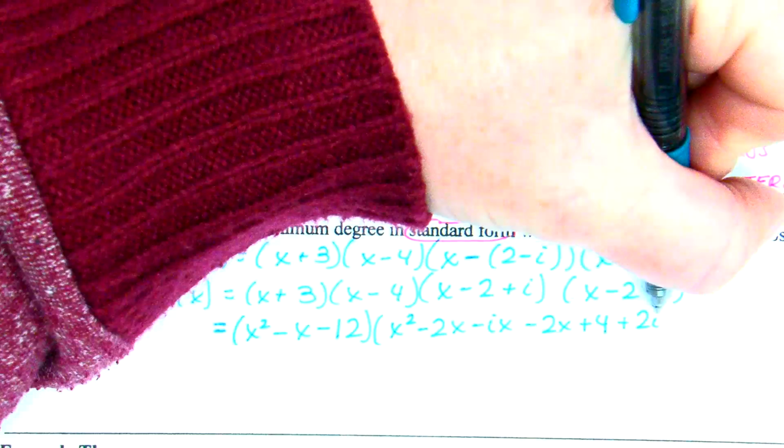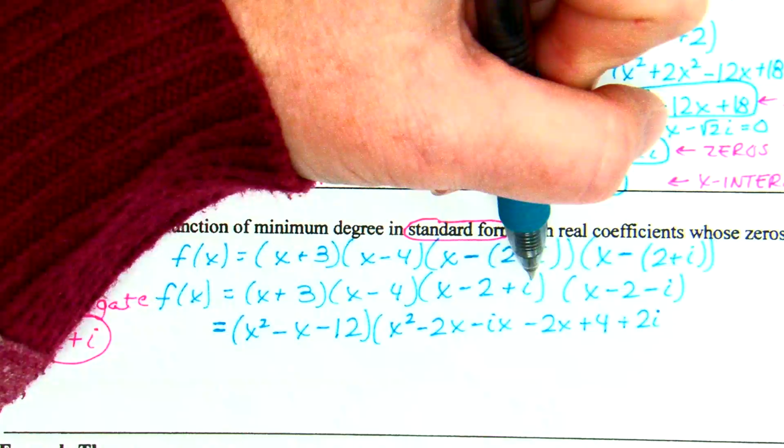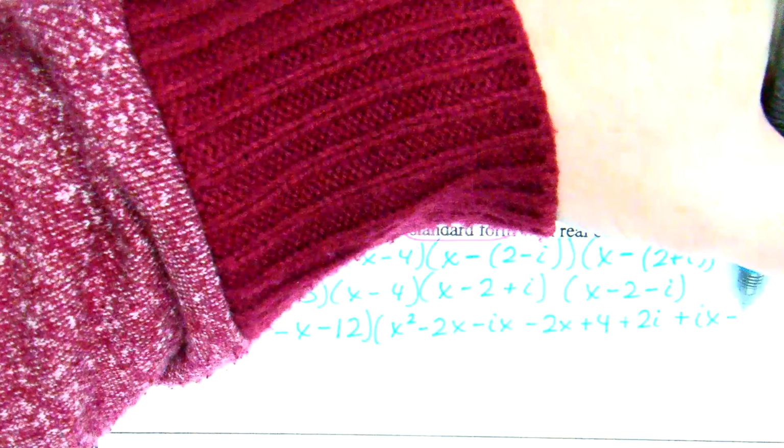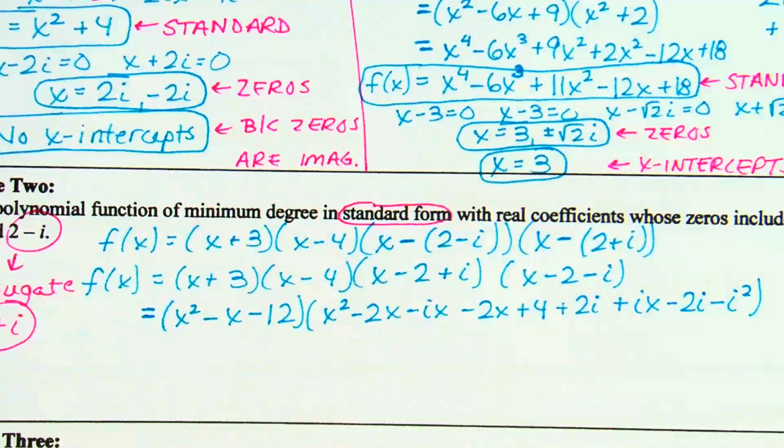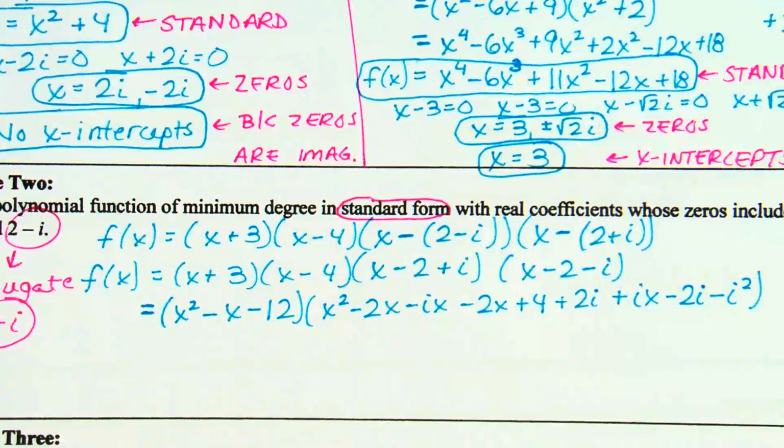Then I'm going to take i times everything in the second. Plus ix minus 2i minus i squared. It's not that it's a horribly difficult lesson. It's tedious, though.